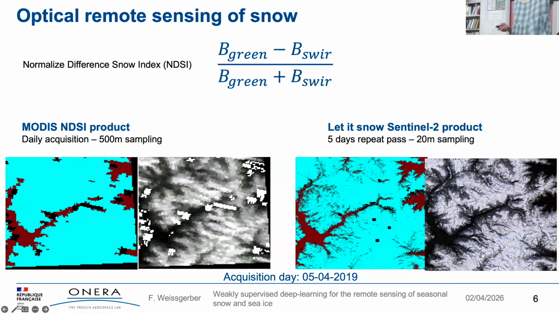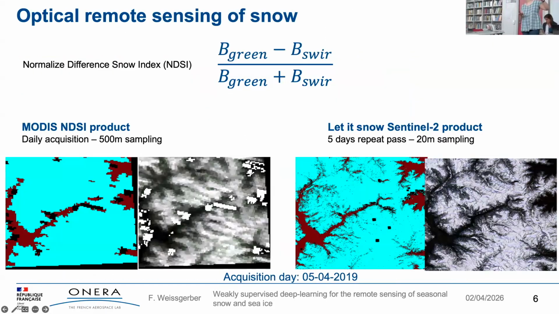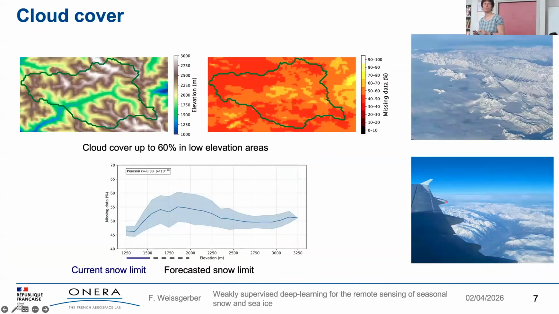And on the other side, you have the latest snow Sentinel-2 product. So you have a finer 10-meter resolution, but you have images only every 5 days. And as you can see, there can be a bit of cloud. So on this part of the MODIS image, we don't have any information on the terrain below.